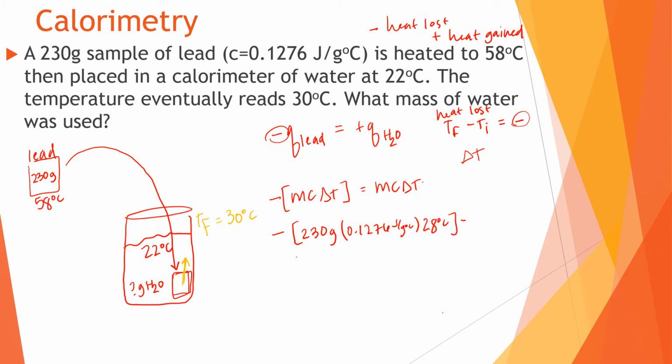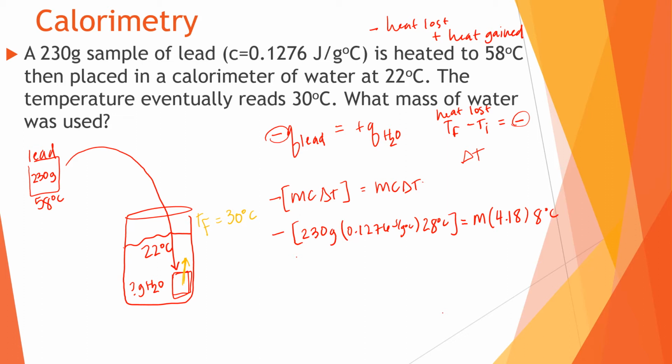Now I'm going to set that equal to, I don't know the mass of water, that's what I'm trying to find. I do know the specific heat of water is 4.18. That's just kind of one that you need to memorize. Liquid water is always 4.18. And then water was my 8 degrees. It went from 30 to 22.